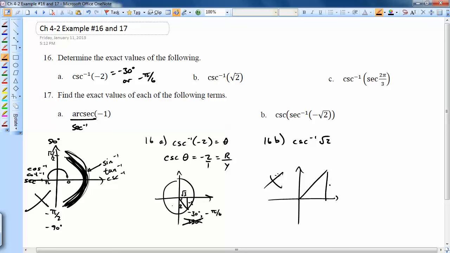It's the r over y, so I'm going to make this the r and this the y. And so this ends up being a 45, 45, 90 triangle. So this angle here is 45 degrees or pi over 4 radians.